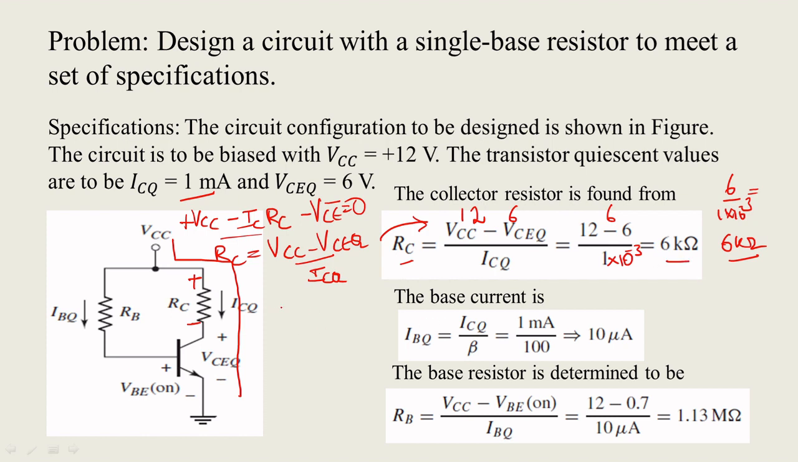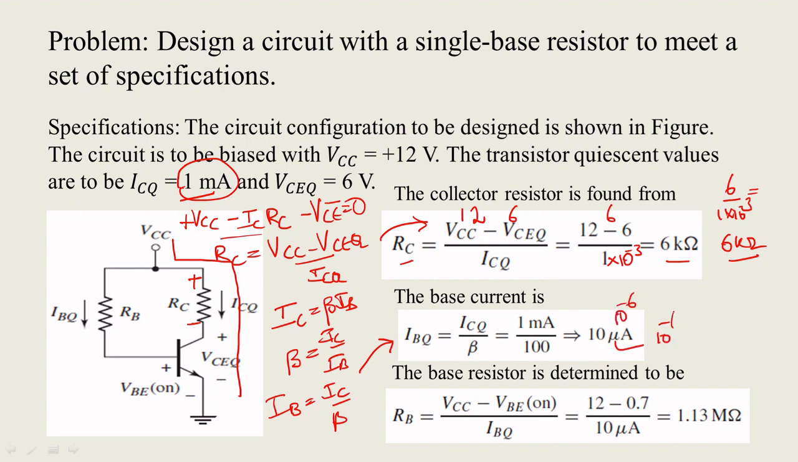Now we know the relation IC equal to beta times IB. How did we get that? Beta is a gain factor, output current by input current, so IC by IB. Here I want IB, right? So IB equal to IC by beta. What we determined is 1 milliamp, which is given in the problem. 1 milliamp divided by 100, so we will get 10 microamps. Micro is nothing but 10 to the power minus 6.